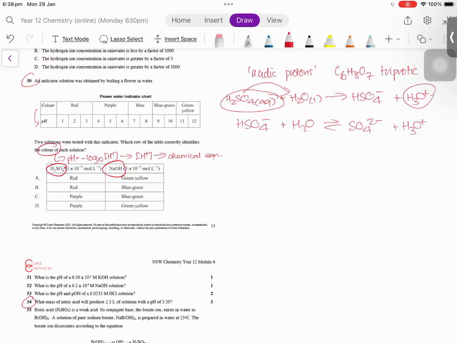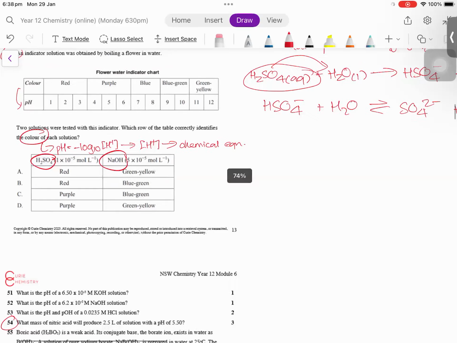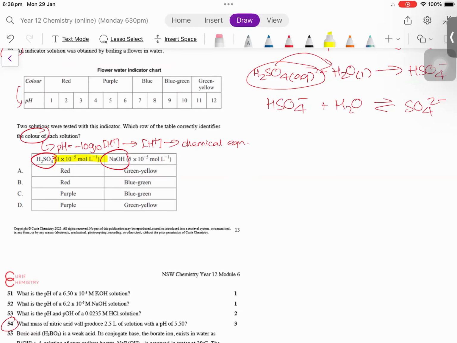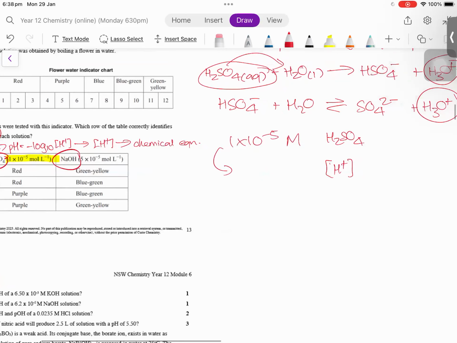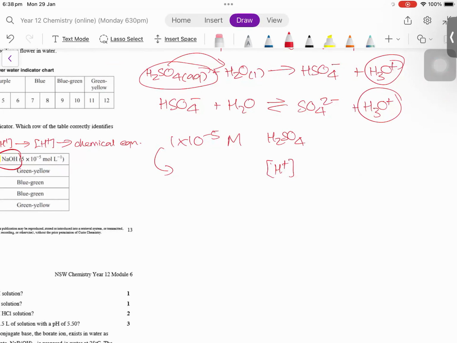2 in total. Keep on going for me, Arez. The question's given us the concentration of sulfuric acid is 1 times 10 to the minus 5 molar. That's the concentration of the acid itself. If I want the concentration of the protons, what do I have to do? Use the molar ratio that you get from the equation.